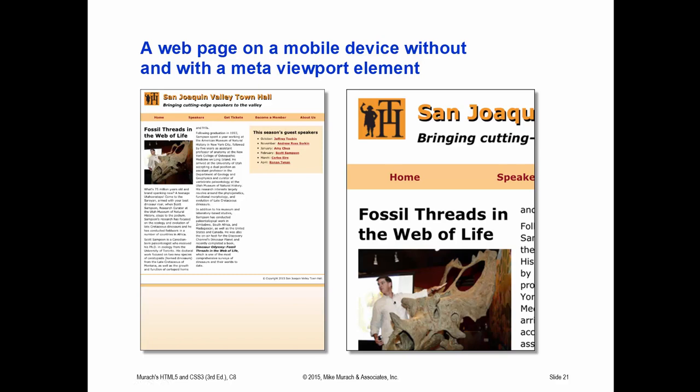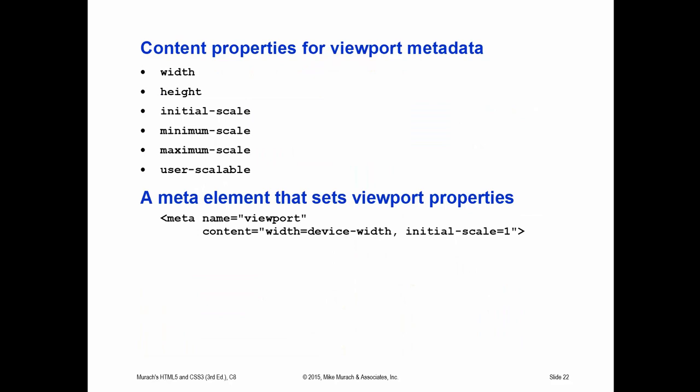Now, the other stuff that's in here, let's just talk about all of it. The width is the logical width of the viewport that will be specified in pixels. You can also use the device width, as they show right here. That's a keyword, and that indicates that the viewport should use the width of the screen in CSS pixels, basically at 100% of scale. The height, which is not shown here, is the logical height of the viewport in pixels.